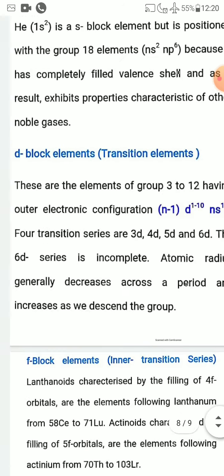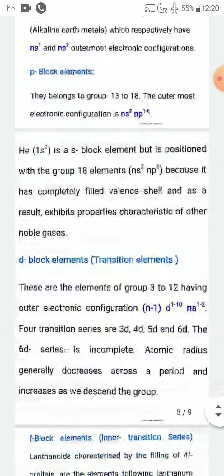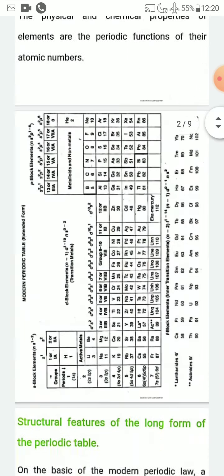So these are some characteristic features of the modern or long form periodic table.